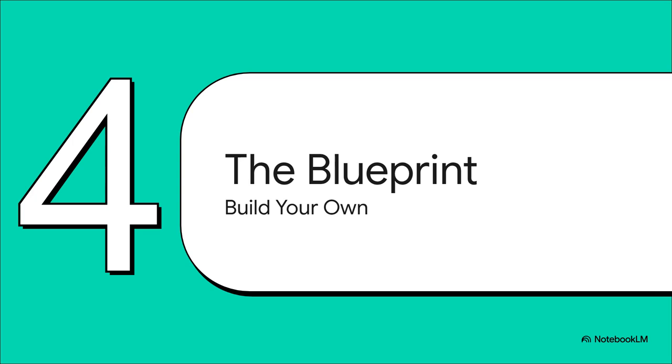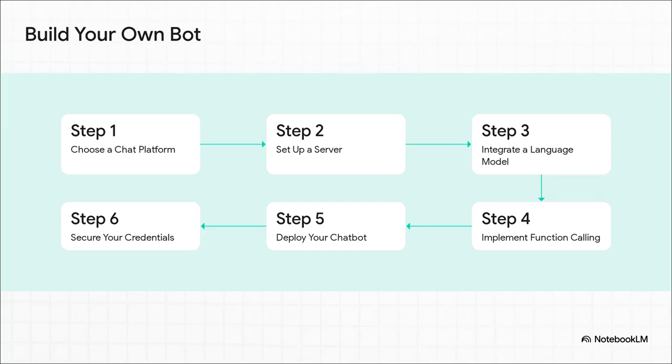Okay, so we've dissected the brain, the skeleton, and the hands. Now that you understand the anatomy, what about building one yourself? Let's switch from dissection to construction and look at the blueprint this project provides for anyone to follow. Now, it might seem complicated, but the blueprint is actually pretty logical. You start by choosing a home for your bot, the chat platform. Then you build its skeleton by setting up a server. Next, you give it a brain, integrating a language model like Gemini. Once it can think, you give it those hands by implementing function calling. And with all the pieces in place, you deploy it out into the world. And then the final, and I mean critical step, you lock it all down by securing your credentials to keep everything safe.